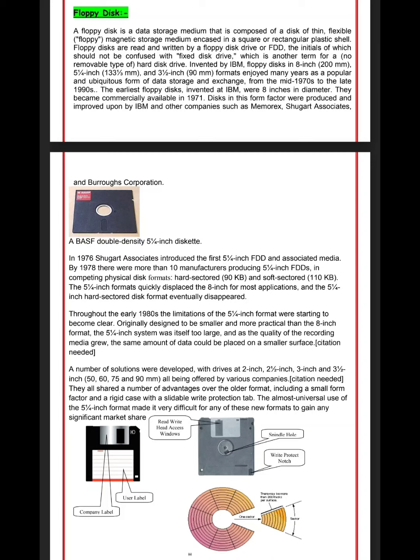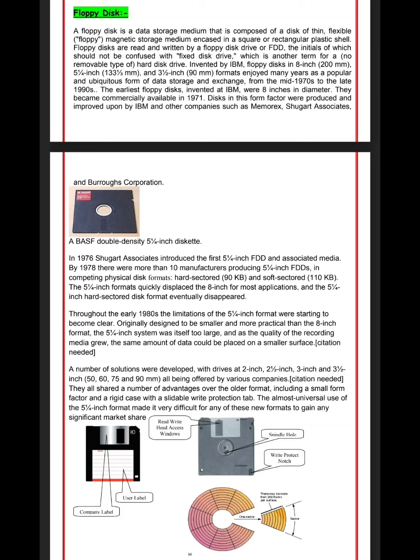Floppy disks in 8-inch (200 mm), 5 1/4 inch (133 1/3 mm), and 3 1/2 inch (90 mm) formats enjoyed many years as a popular and ubiquitous form of data storage and exchange from the mid-1970s to the late 1990s. The earliest floppy disks, invented at IBM, were 8 inches in diameter. They became commercially available in 1971.